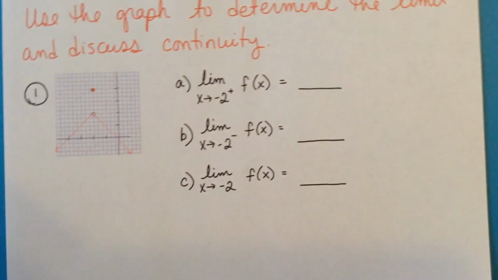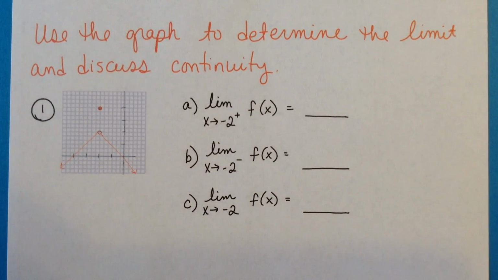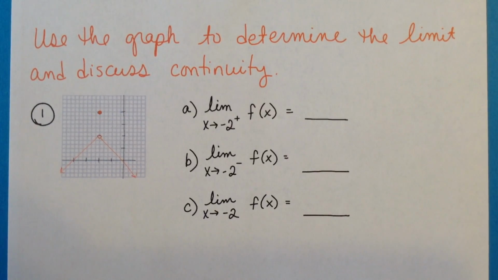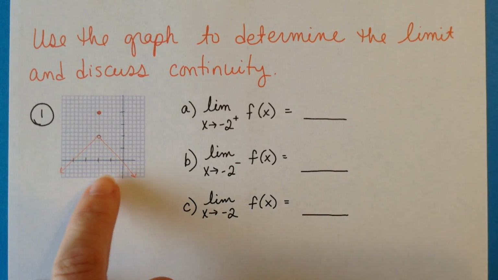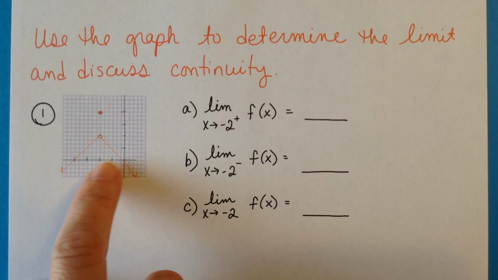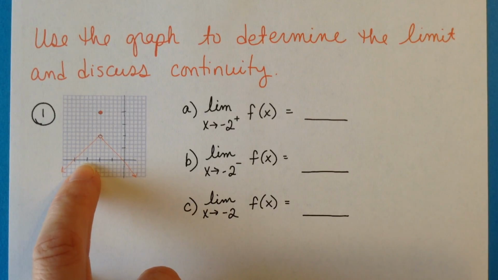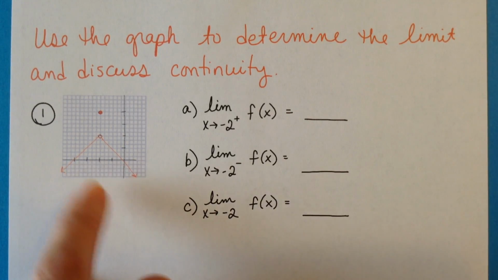So what we're going to do first is actually just look at some graphs, so you can get an idea of what it's talking about. Use the graph to determine the limit and discuss the continuity. Now, I've gone in here, and of course I've got the little tick marks that I've marked. These are by ones.